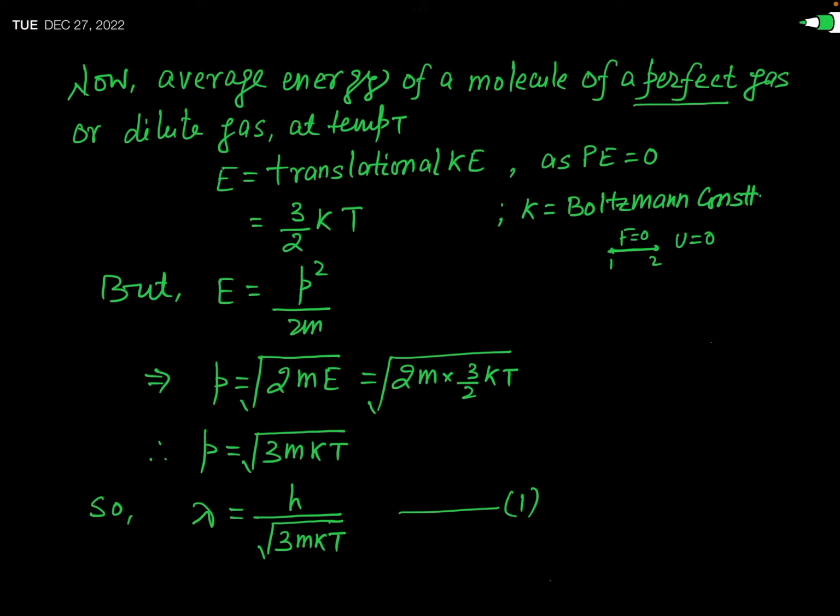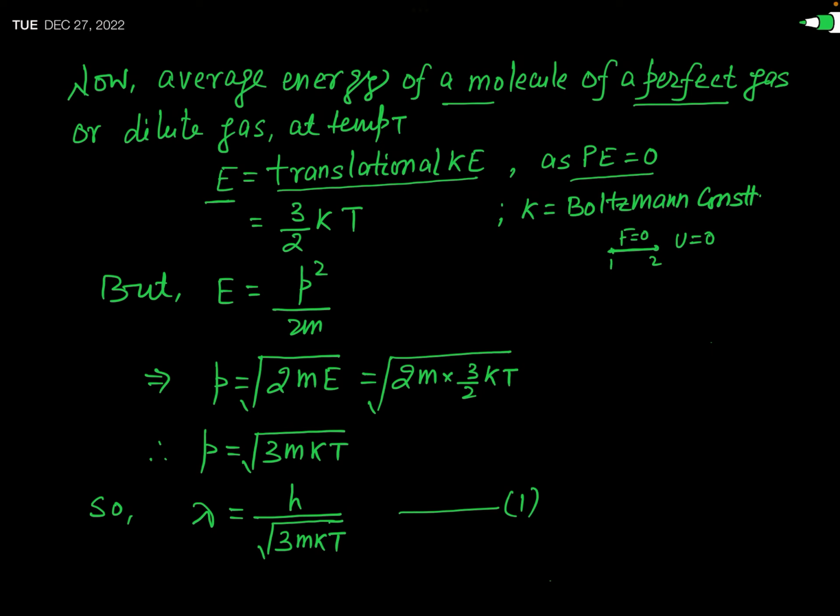So I have written here, you can see that the average energy of a molecule of a perfect gas, which is denoted by the symbol E, will be equal to what? That will be simply equal to the translational kinetic energy of the molecule, because the molecule has no vibrational degree of freedom, no rotational degree of freedom, so its total energy is in the form of translational kinetic energy. And due to the lack of interatomic attraction, the potential energy is zero.